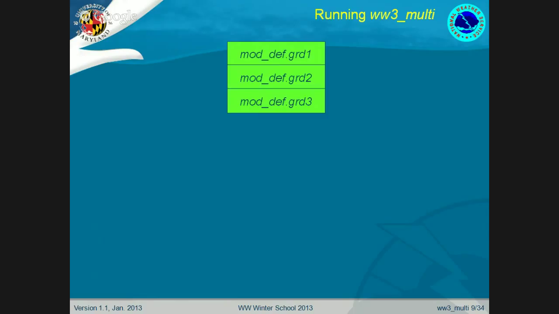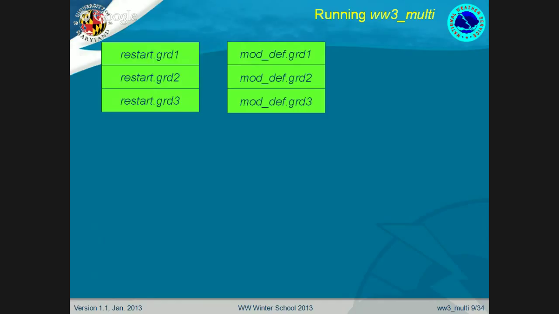All right, so we have our 3 grids. We've done W3 grid 3 times. Each time we move the moddef.w3 to moddef.grd1, the second time grd2, the third time grd3. If you want to get the starting conditions, you can do W3 STRT 3 times, but then you have to move restart.w3 into the proper GRD, restart.grd1 and so forth.